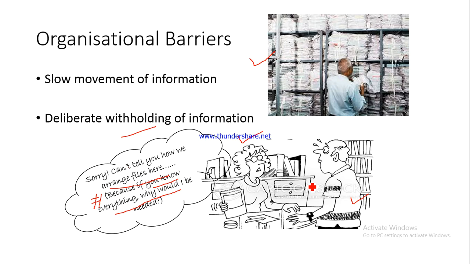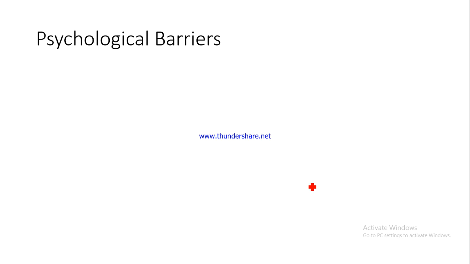So this again is a reason for slow movement of information, slow movement of messages, information in an organization, and a barrier coming up for movement of information in organizations. Right now, let's have a look at some psychological barriers. Before that, I have an exercise for you.